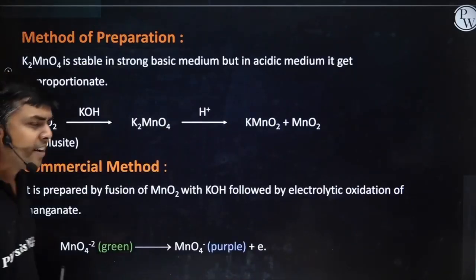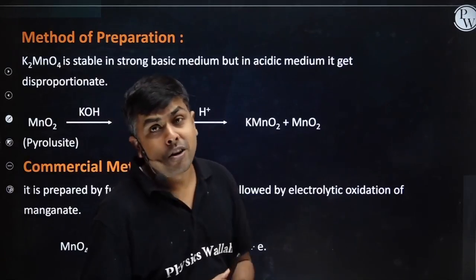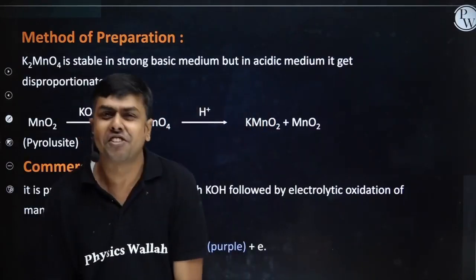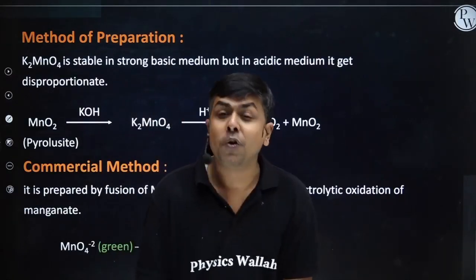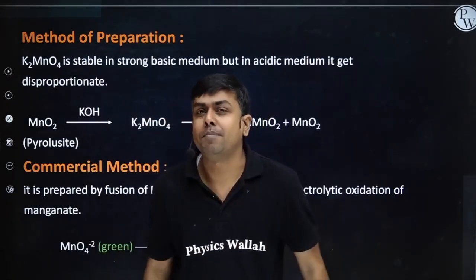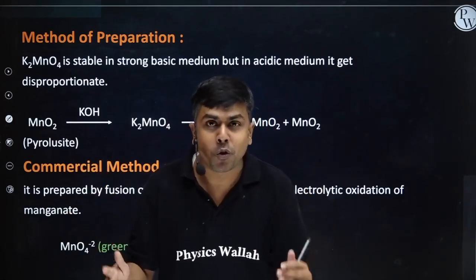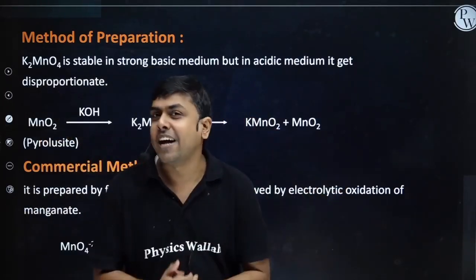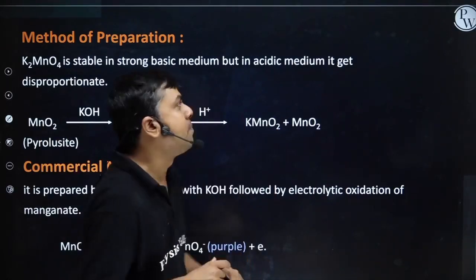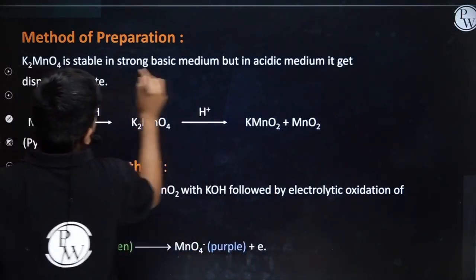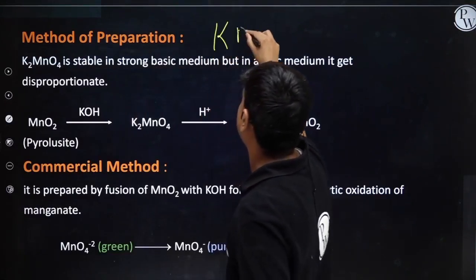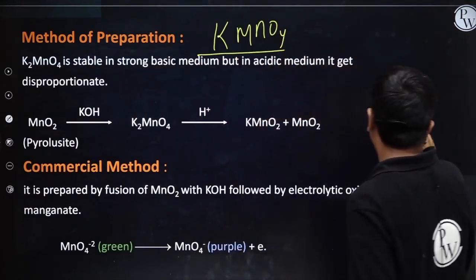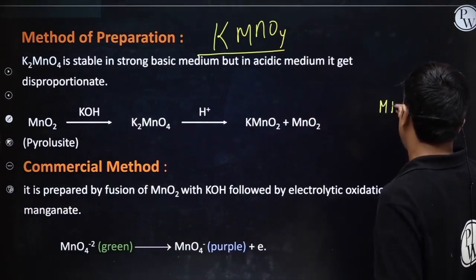Students, moving ahead to the next compound of D block elements. Once again, this particular compound is really, really important. You should know the method of preparation of the compound, and at the same time you should also know the chemical reactions of this compound. Once again, an excellent oxidizing agent. The name of the compound is potassium permanganate, KMnO4. Let me draw the structure, manganese.